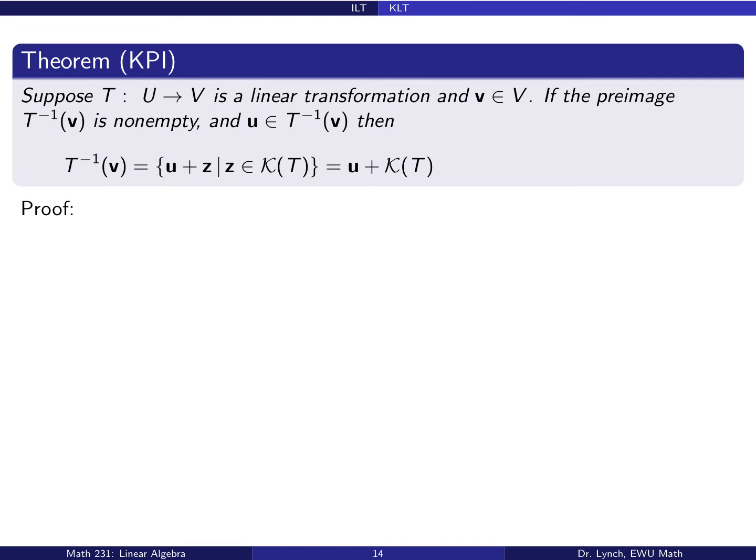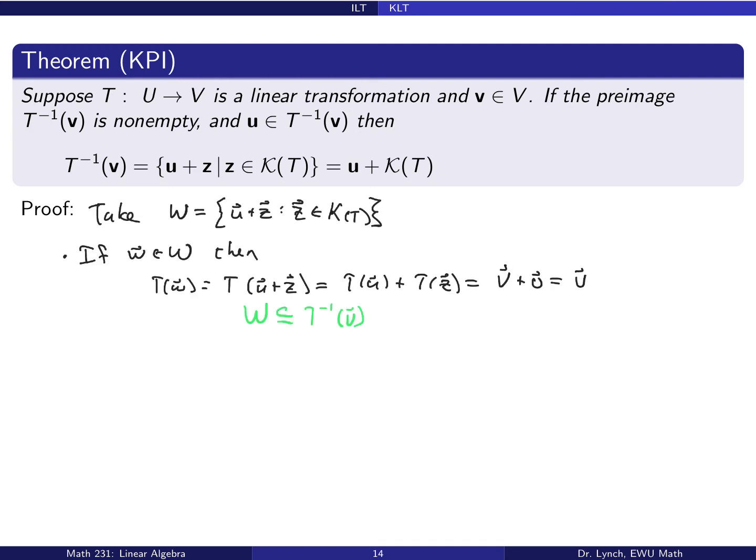Suppose that you have a linear transformation and an element of the codomain V. If the preimage is non-empty and U is in the preimage, then we can always write the preimage as U plus any element of the kernel. So if we take W to be the subset such that everything in W is equal to U plus Z for some Z in the kernel, then the image of W is the image of U plus Z. Of course, the image of U is just V, and the image of Z is 0. So we see then that all elements of W are elements in the preimage of T.